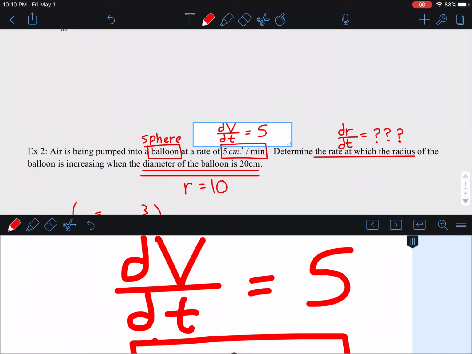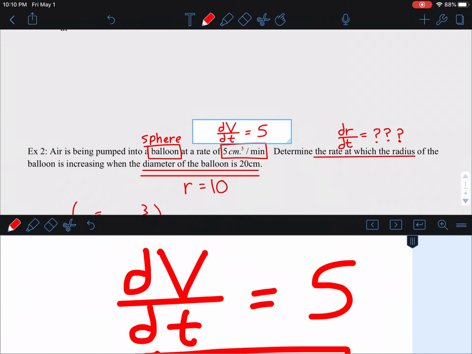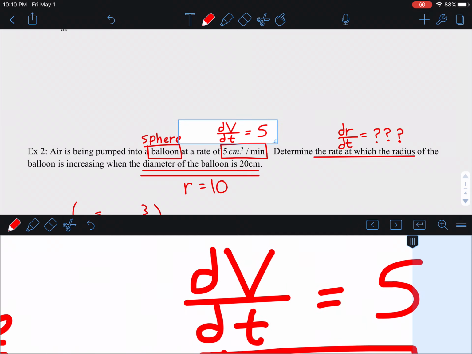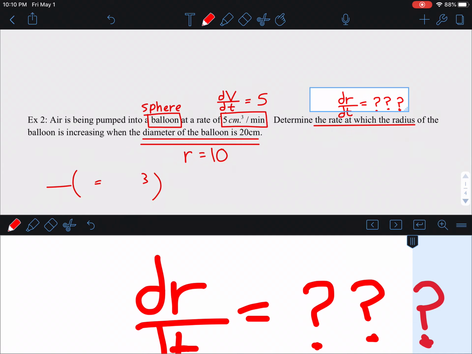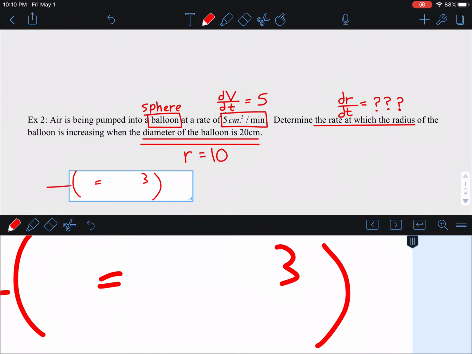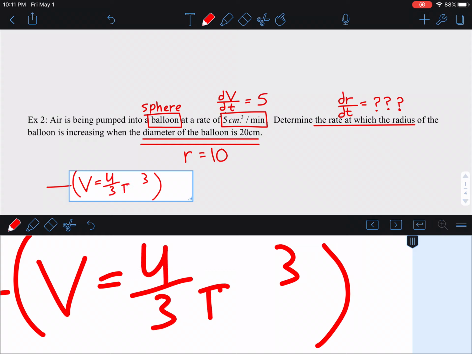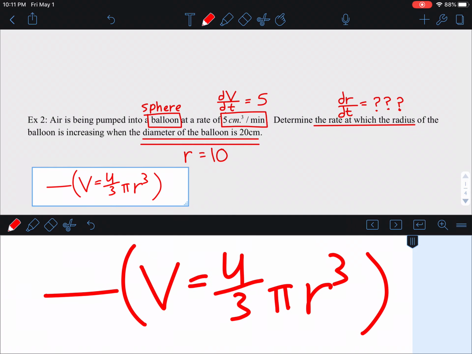Okay. The topic is called related rates. In order to relate these rates, I first need to relate these variables, V and R. So what's the volume of a sphere in relation to its radius? Volume is going to be 4/3 pi r cubed.